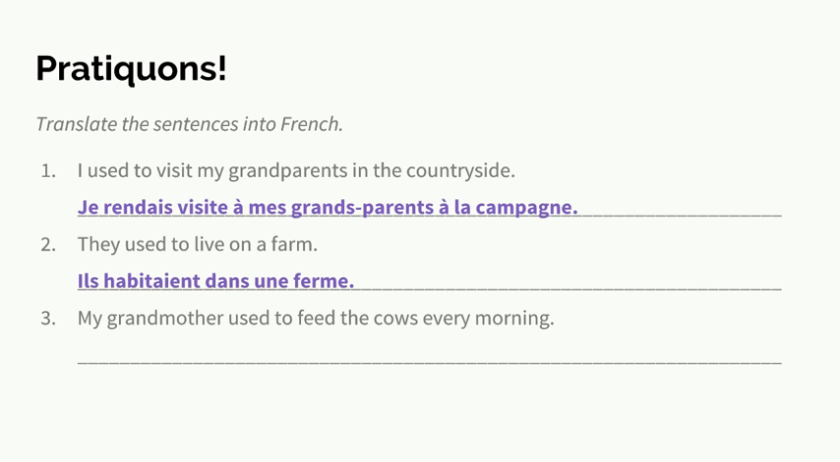And 3, my grandmother used to feed the cows every morning. To feed is one of our new vocab words for French too. Nourrir. Ma grand-mère nourrissait les vaches le matin. Nourrir is a regular IR verb, so we go to the nous form, nous nourrissons, take off our ons, and add our ending ait. Ma grand-mère nourrissait les vaches le matin.